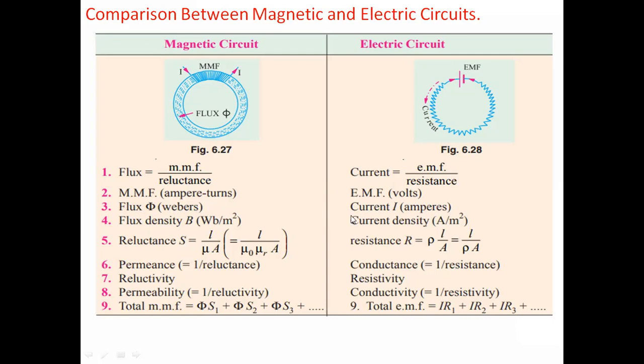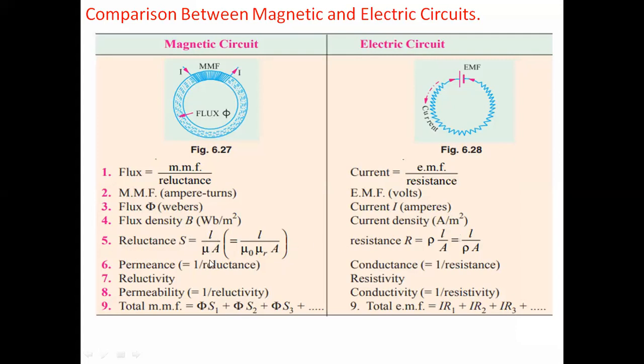Both have similarity in their corresponding circuits. Here mmf is the force, and in the electric circuit emf is the force. Flux is the flow, and in the electric circuit the current is the flow. Flux density is webers per meter square, represented by B, whereas current density is amperes per meter square.